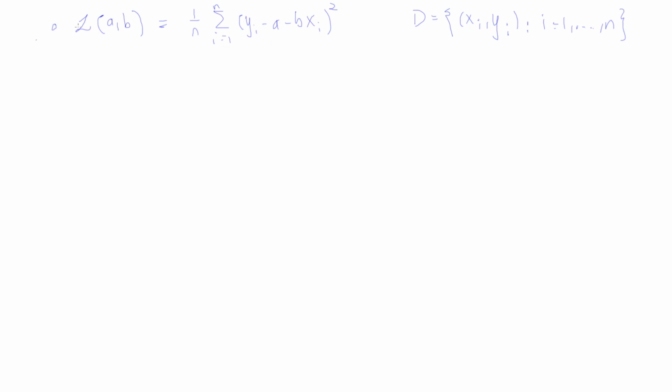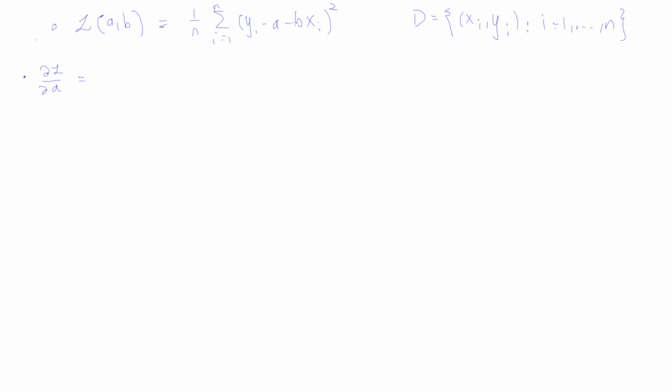I'm using L here for a loss function. We have two parameters, a and b. So we need to take the derivative of L, the loss, with respect to a first, and then b. Let's do the first part. We want to take the derivative with respect to a. Let's look at this thing.